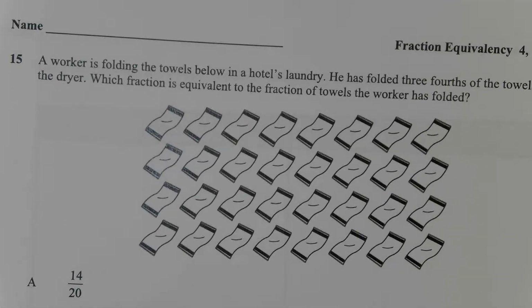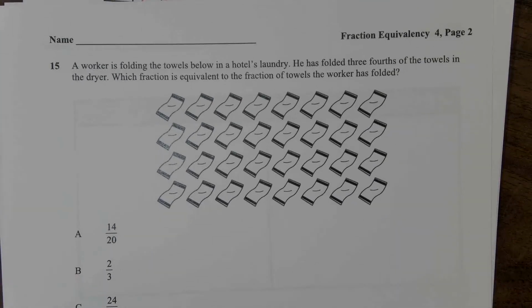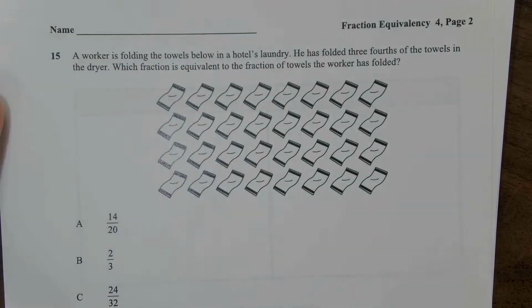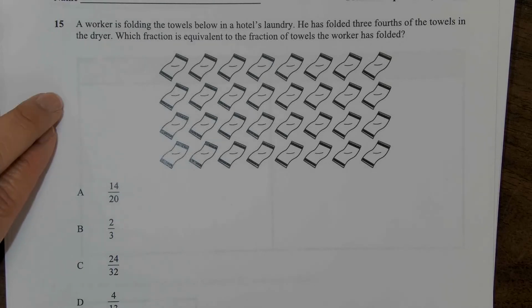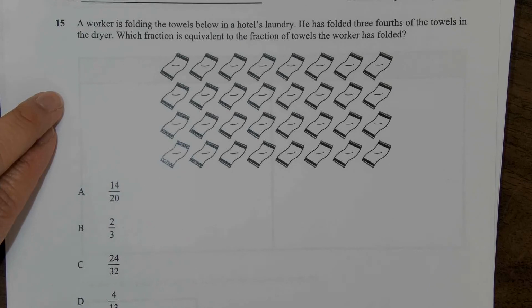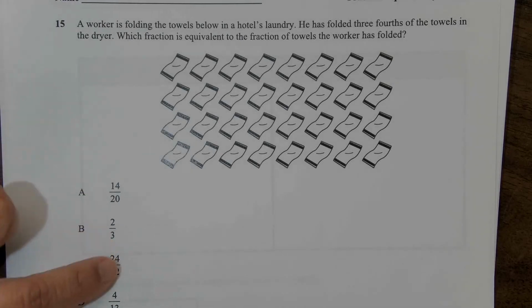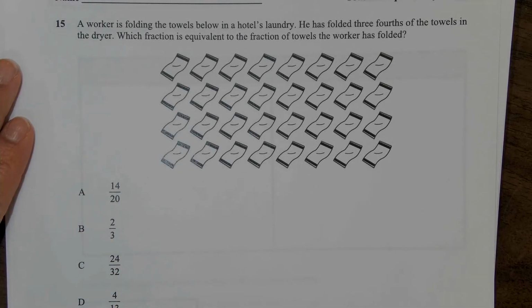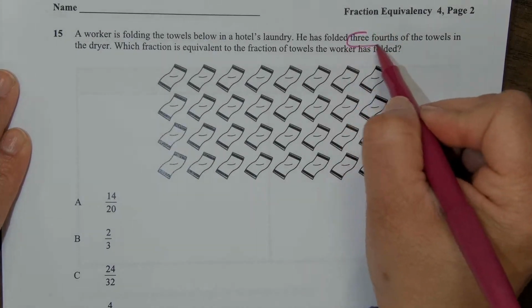On page 2, you are using this picture to solve. A worker is folding the towels below in a hotel's laundry. He has folded 3/4 of the towels in the dryer. Which fraction is equivalent to the fraction of towels the worker has folded? So they want you to compare these fractions to 3 over 4. So he has folded 3/4.